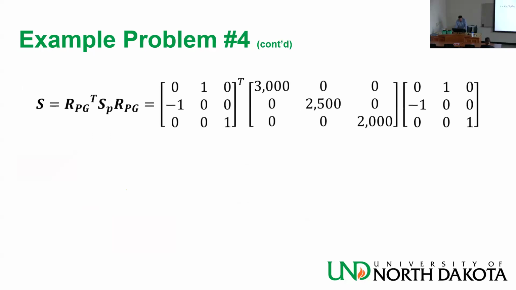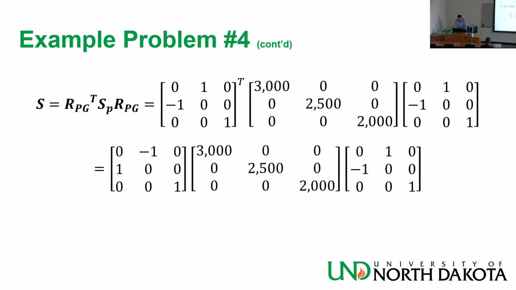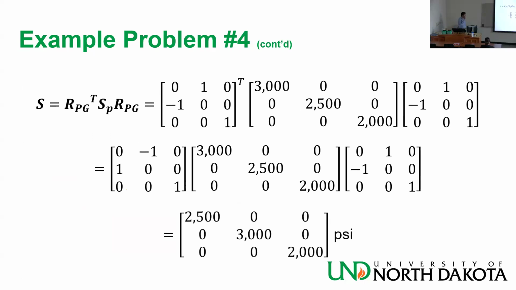You set them up. This is SP, and you find S the same way. Now we have 2,500, 3,000, 2,000. So it's SH min, SH max, SV. 2,000 is the SV, 3,000 is the SH max. So what's the role of S?